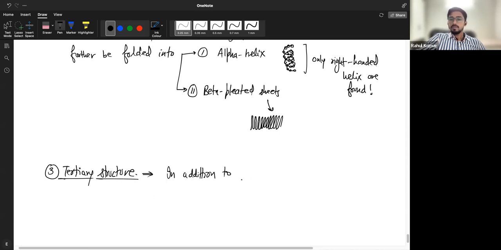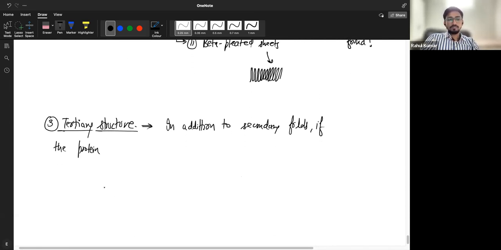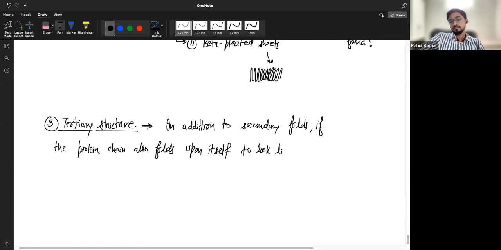So write down, in addition to secondary folds, if the protein chain also folds upon itself to look like a hollow ball or a hollow woolen ball.